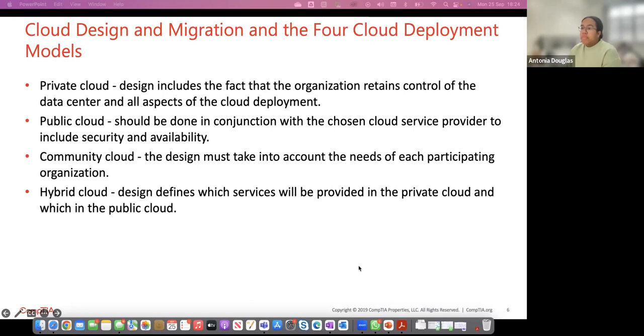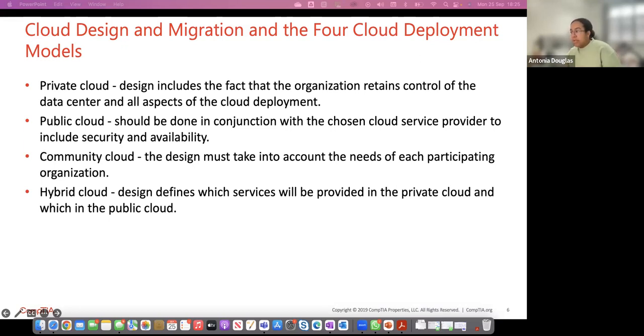So for cloud deployment models, we've got private cloud, public cloud, community cloud, and hybrid cloud. Firstly, looking at private cloud. Private cloud designs differ from public cloud designs in that your organization can retain control of the physical data center in a private cloud, and the design process is also completely under the control of that company. So with private cloud, it's completely up to the organization how they want to design and maintain their cloud.